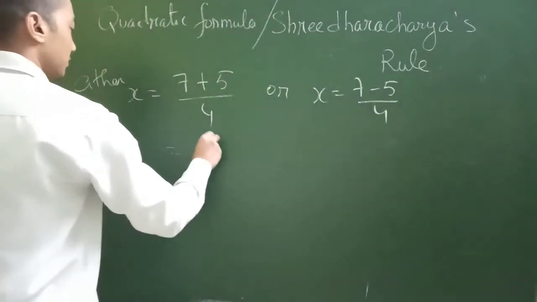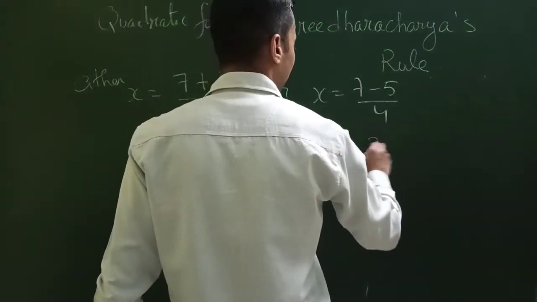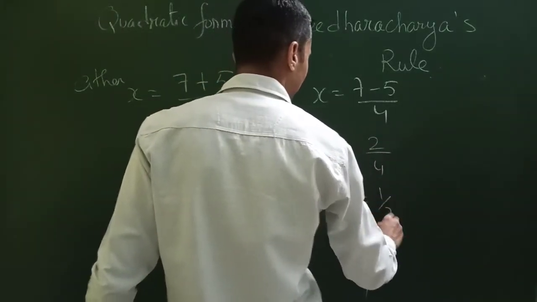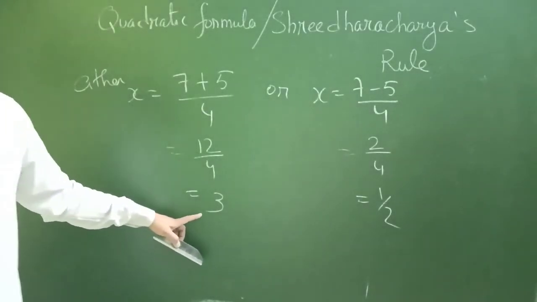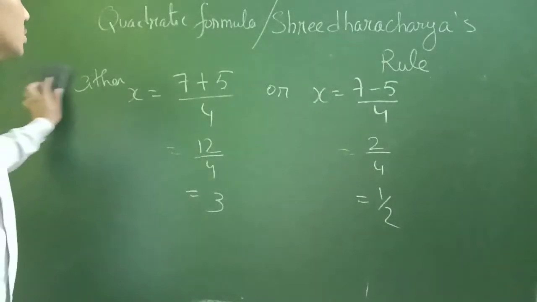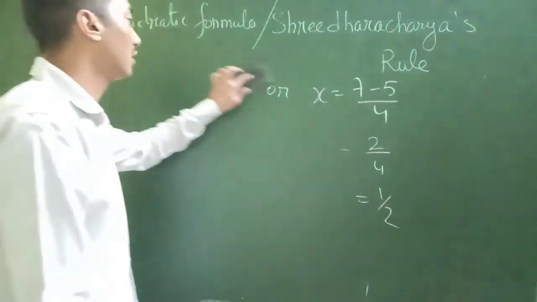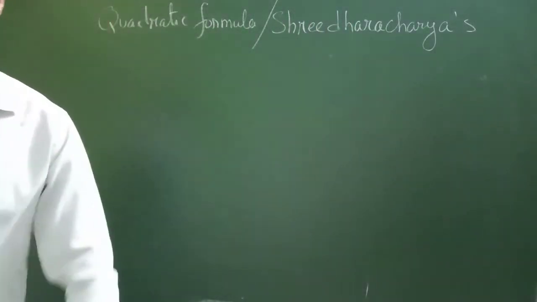So that's 7 plus 5, 12 by 4. That's going to be 4 3s are 12, so 3. This is 7 minus 5, 2 by 4, that will be 1 by 2. Therefore the solutions of the quadratic equation are, one is 3 and the other one is 1 by 2. Okay, so this is what we call the quadratic formula. This is how we use a quadratic formula.